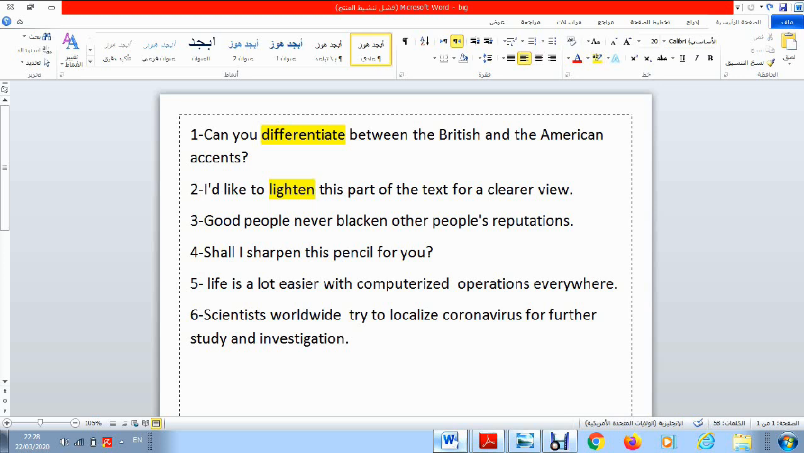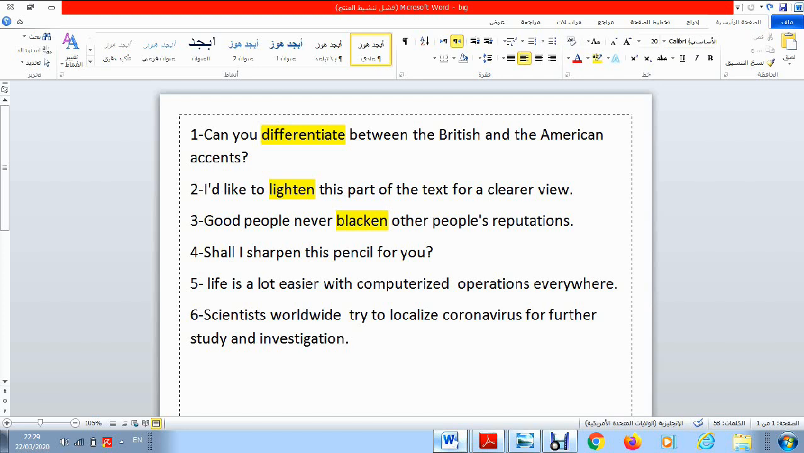Yes, number 3, good people never blacken other people's reputations. You know what a reputation is? Yeah, to say that someone is such and such and saying some bad traits about him, this is blackening. And we shouldn't do this.